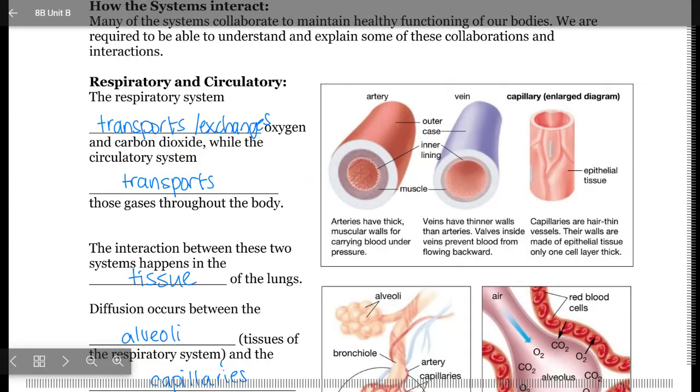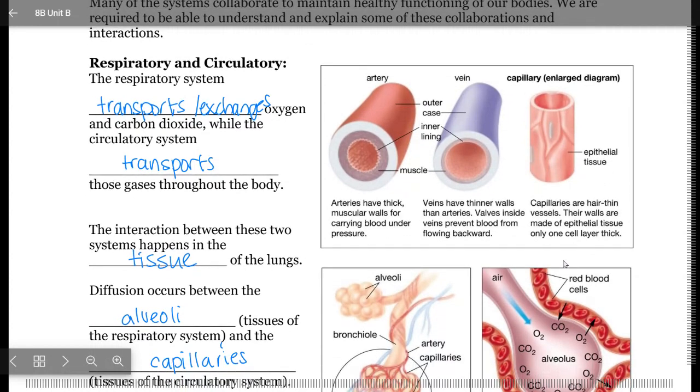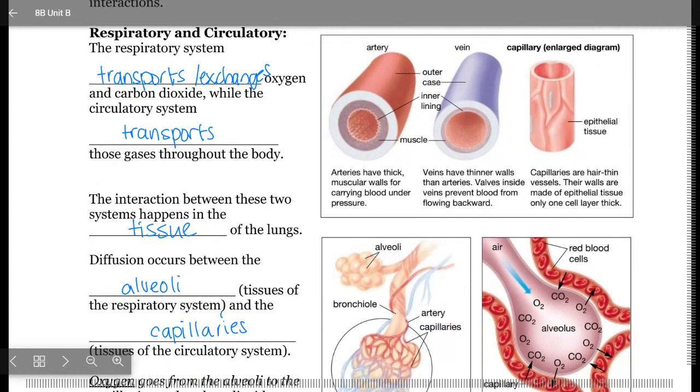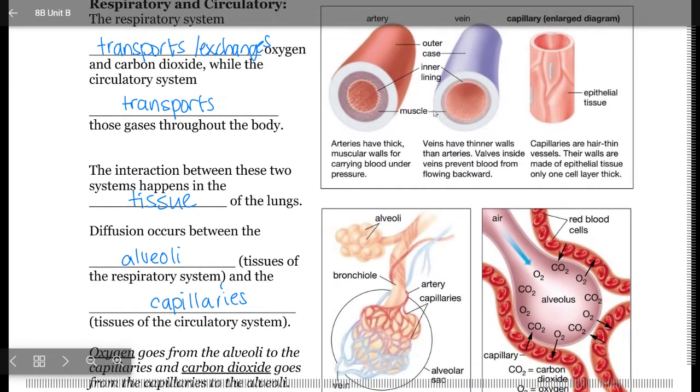Now we have the capillaries, which are the connections between the veins and arteries. Capillaries are hair-thin vessels. They're only made of one cell. The lining is one cell. Their walls are made of epithelial tissue, only one cell layer thick, which I just said. Okay, way to steal my words.